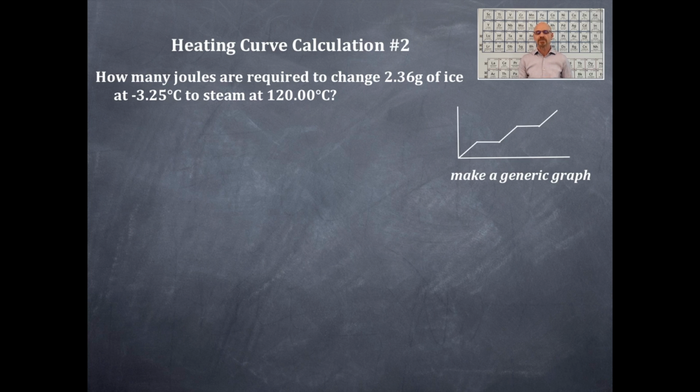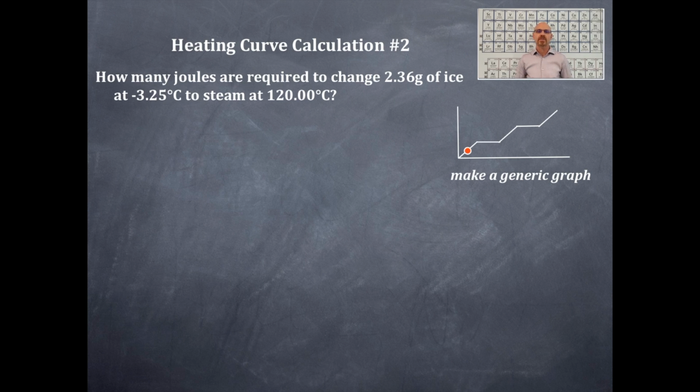We need to make a graph. Here is a generic graph. We need to plot the 2 points here. That is the lowest temperature, the highest temperature. And then we're going to connect those two dots and do all the steps in between, however many steps those are. Okay, and so let's plot our 2 points.